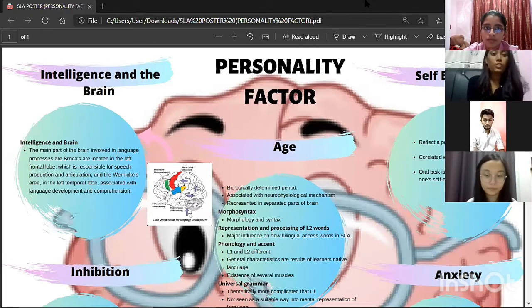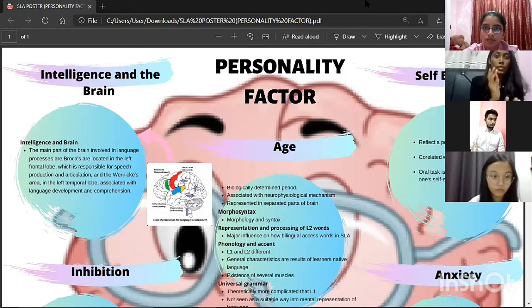So now let us look into the personality factors. First will be intelligence and also the brain. The brain itself consists of two different parts. The first part is the left hemisphere and the second part is the right hemisphere. The left hemisphere is actually responsible for the language acquisition. So we will be focusing on the left hemisphere that helps in acquiring the second language.